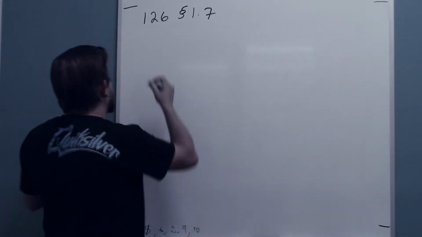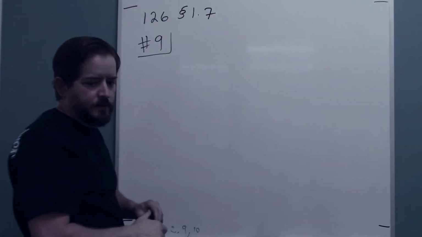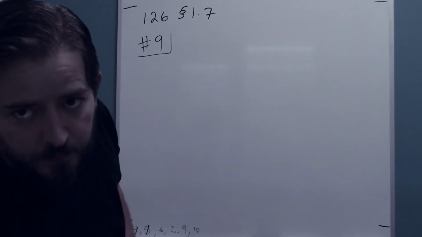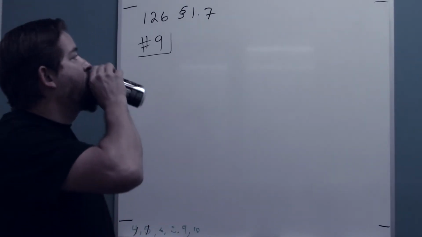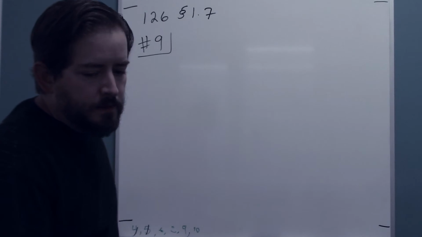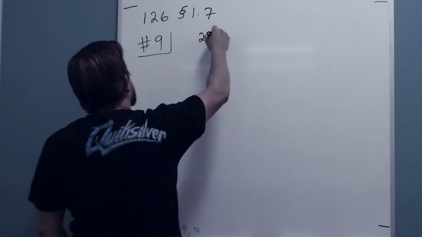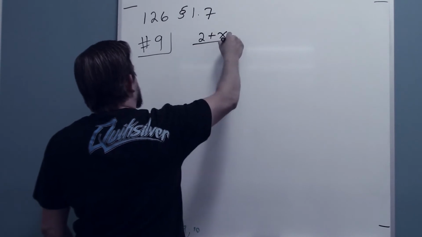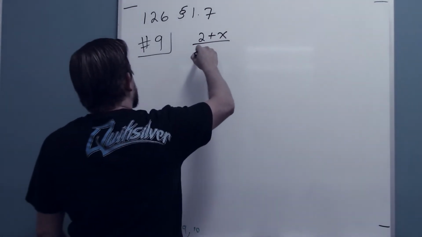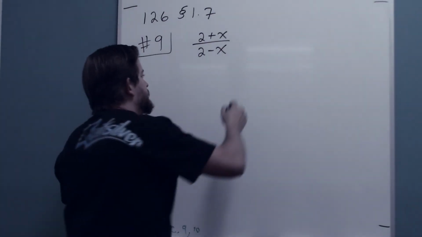Let's look at 9. 9 says, is similar. I have 2 plus x over 2 minus x needs to be greater than or equal to 1.